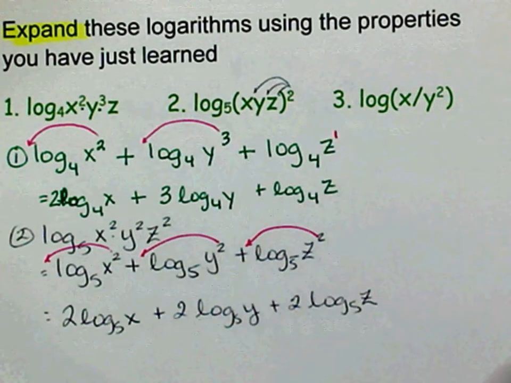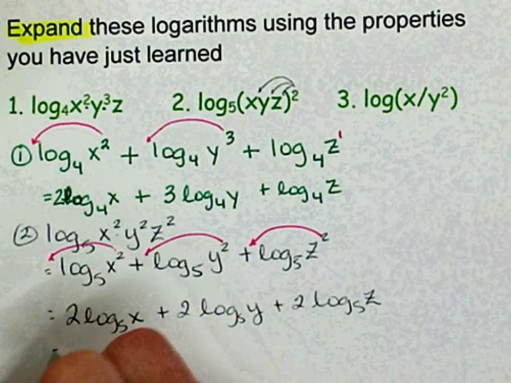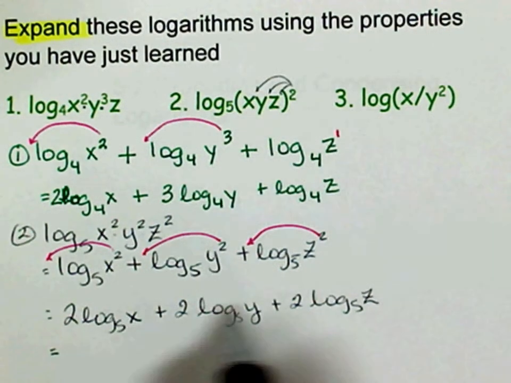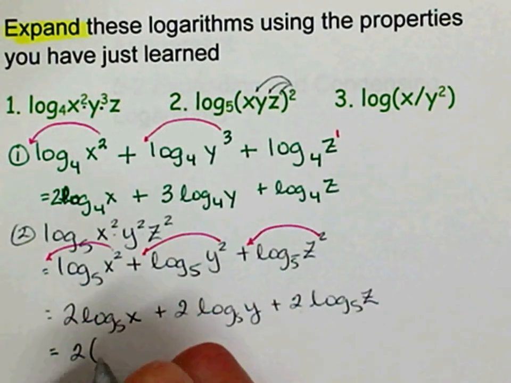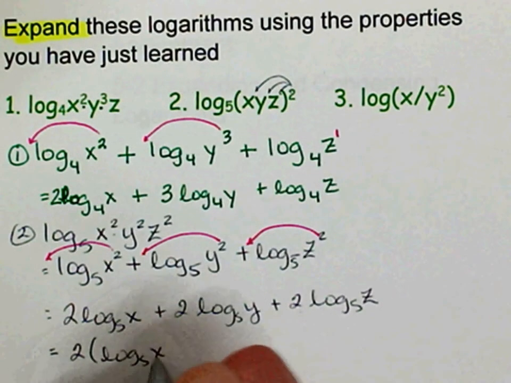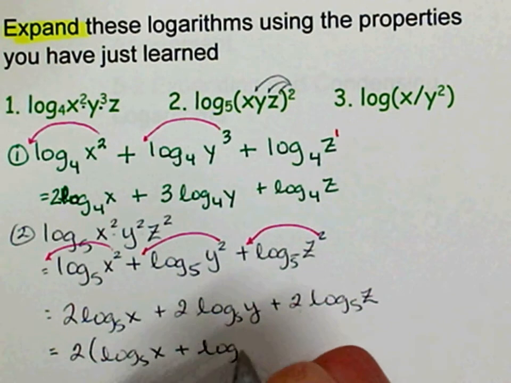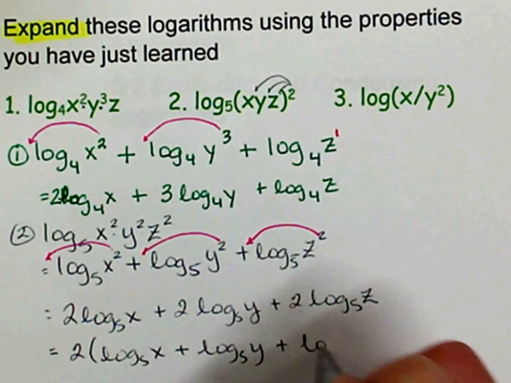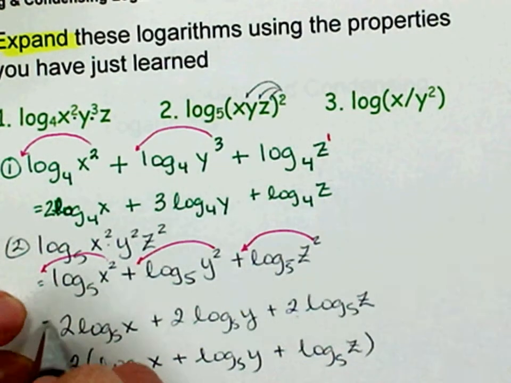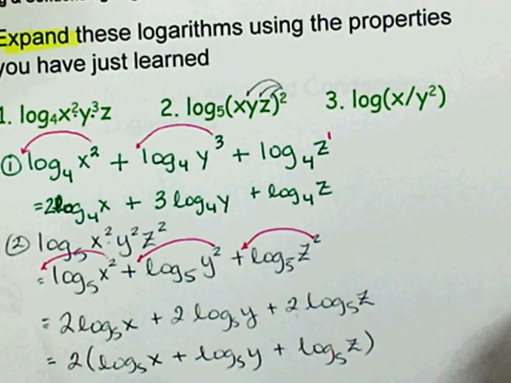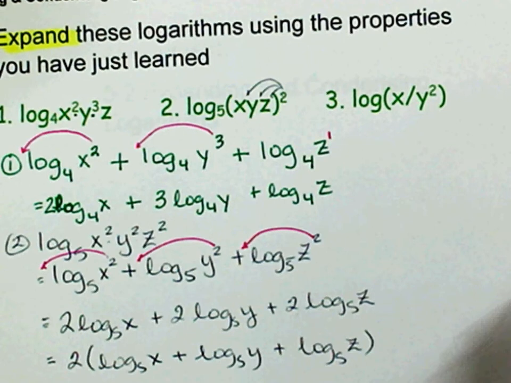By the way, you can also write it like this. You see how there's 2 in common? You could have moved the 2 to the front. 2 log base 5 of x plus log base 5 of y plus log base 5 of z. These two are exactly the same answer, and I'll take either one. Okay? I actually prefer this one. All right, let's look at number 3.